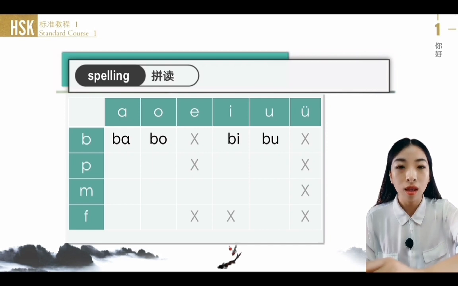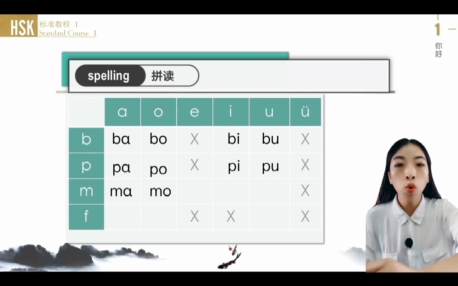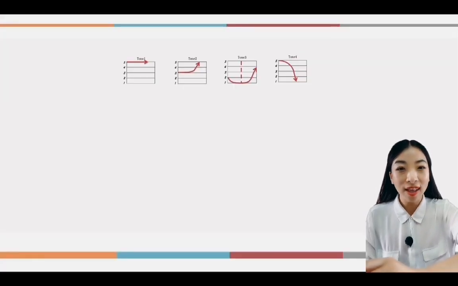Bi, bu, pa, po, pi, pu, ma, mo, me, mi, mu, fa, fo, fu. Let's try to add the tones on them.